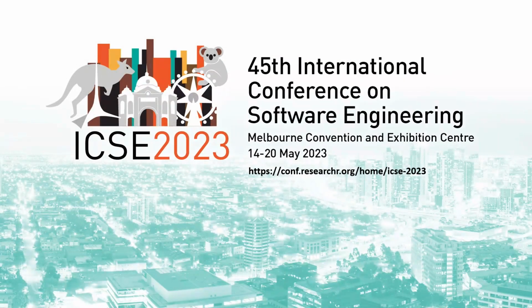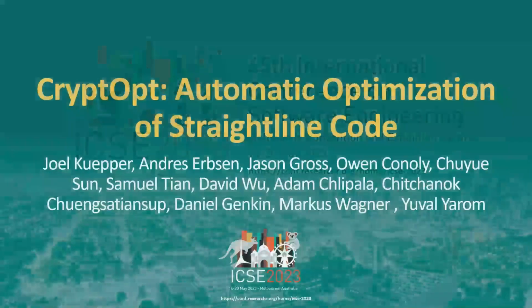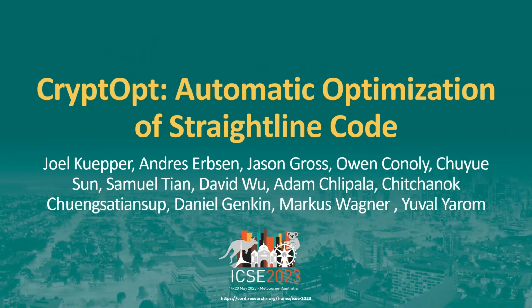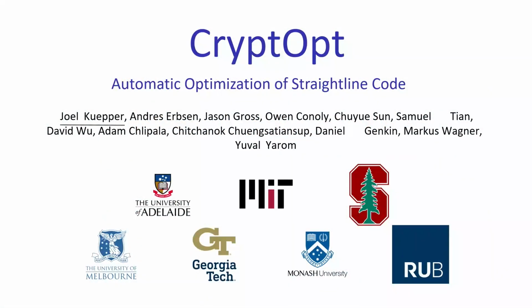And we are moving on to the next talk in this session. The next speaker is Joel Kuepper. He is a PhD student at the University of Adelaide, I believe, right? Joel asked me to announce that he will be finishing his PhD in September. So if you like what you're hearing and you need a new faculty member, come and talk to Joel after this talk.